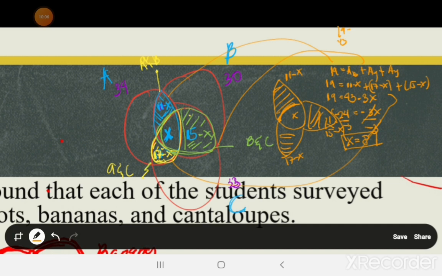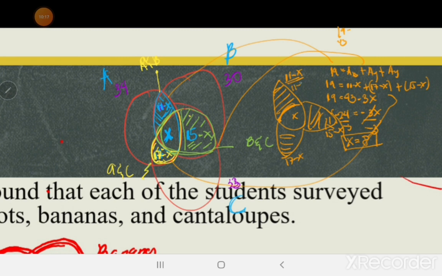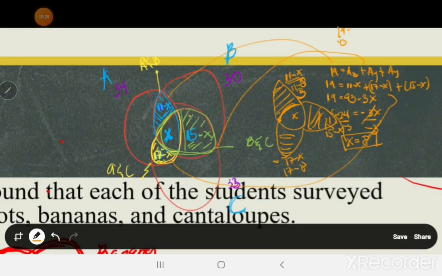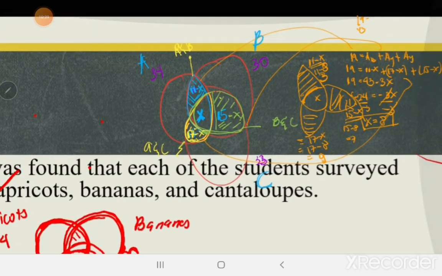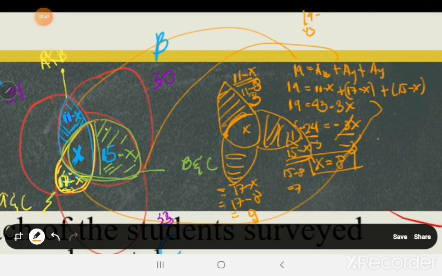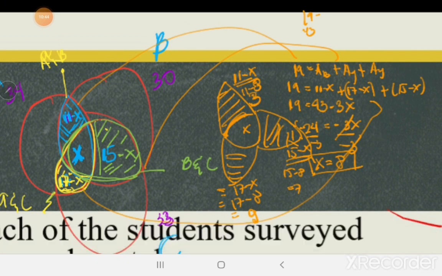Tama? So, since may x na tayo na nasa gitna, makukuha natin yung mga values natin. So, 11 minus x is equal to 11 minus 8 is equal to 3. Okay? My 17 minus x or 17 minus 8, it is equal to 9. And 15 minus x, 15 minus 8 is equal to 7. Tama? So therefore, we have a number of people who like both apricots and banana is equal to 3.